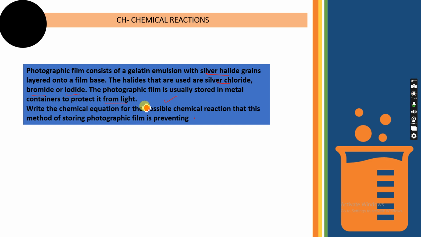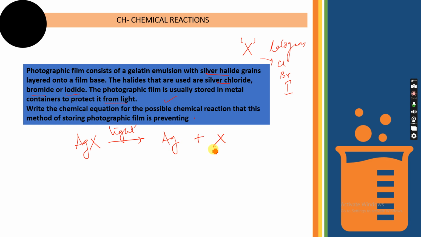So what will you write? It's a silver halide, and for halogens we always use the alphabet X. X stands for the halogens or halides that are used. It can be chloride, bromide, or iodide. All three are given, so instead of writing one by one for chlorine, bromine and iodine, you can directly go for X. So silver halide. What will happen when light falls? It decomposes, yes or no? Here we'll have silver and the halogen separately.